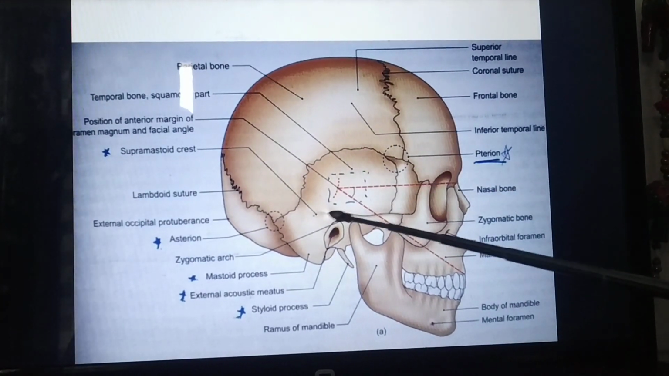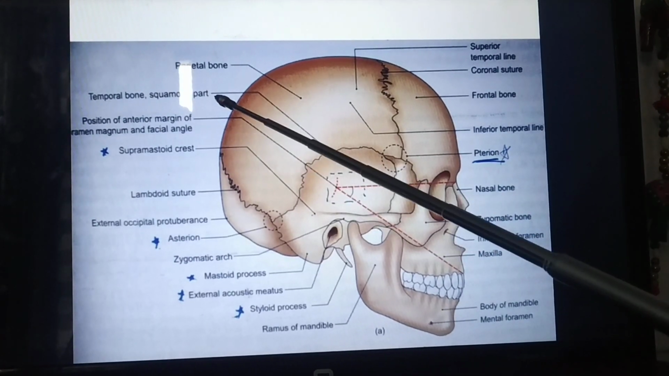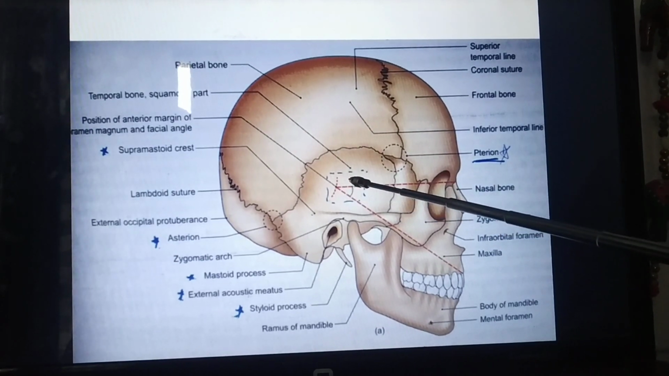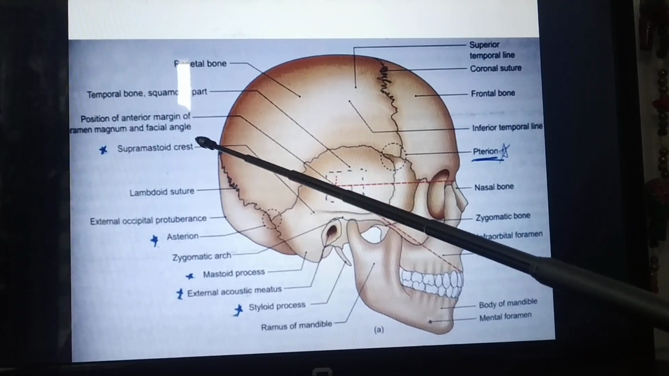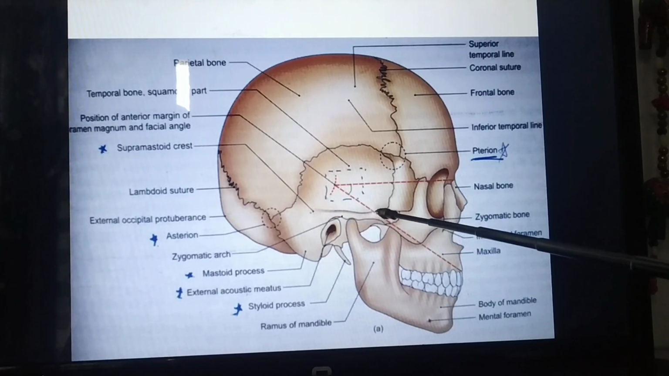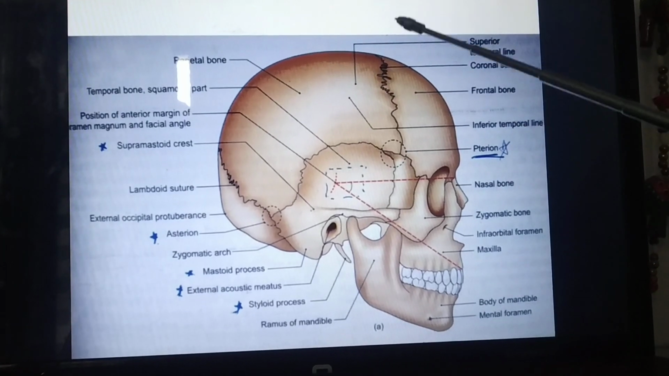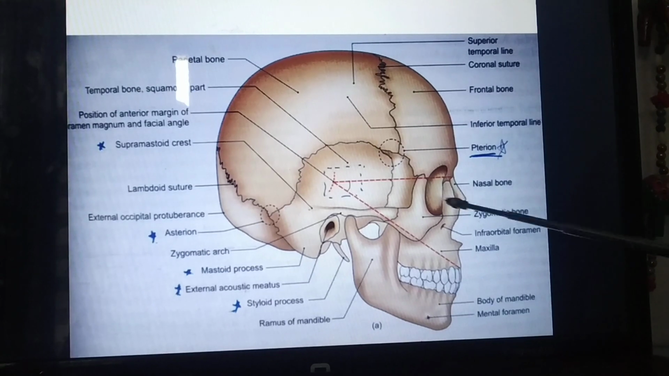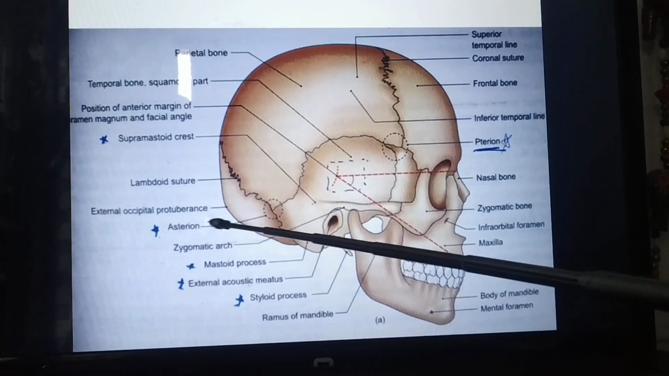After that, this bone is called the temporal bone, and the squamous part of the temporal bone is visible over here. After that, we can see the supramastoid crest. This is a line over here called the supramastoid crest. Then we see two major points that are generally asked about: pterion and asterion. So we are generally asked to point these out.